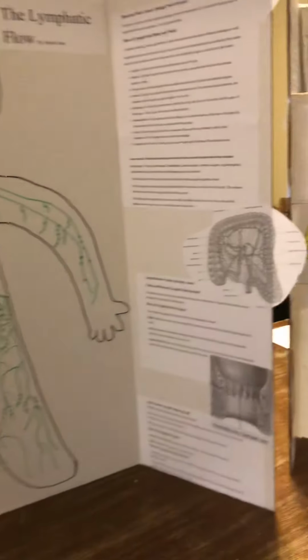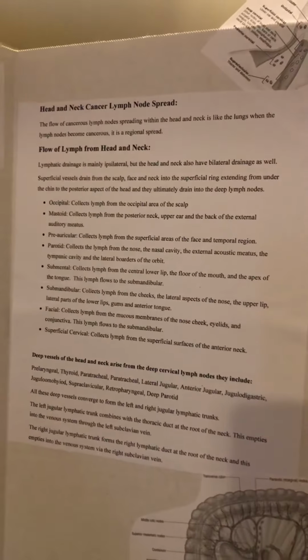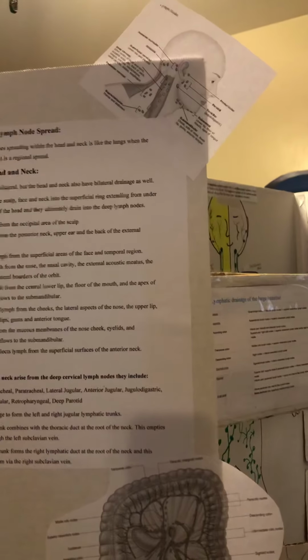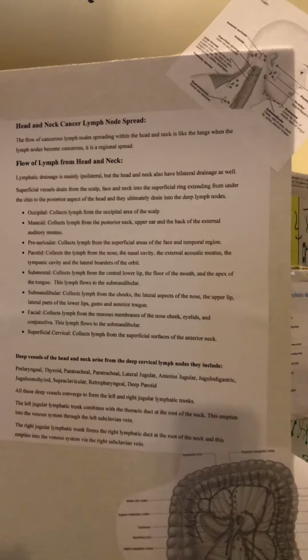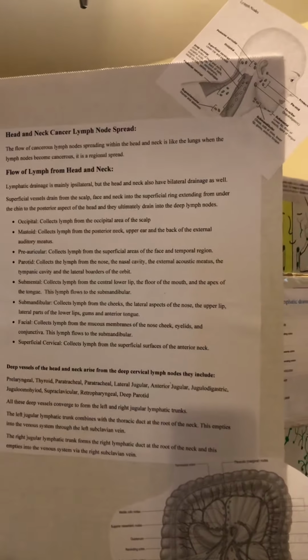To start, we are going to begin with head and neck cancer lymph nodes. There's my little picture to give you an idea of where some of the lymph nodes are in our head. The flow of cancerous lymph nodes spreading within the head and neck is like the lungs. When the lymph nodes become cancerous, it's a regional spread.